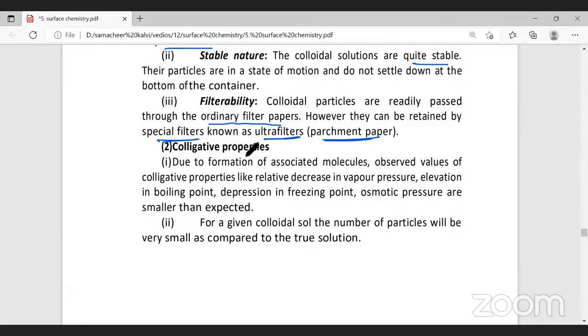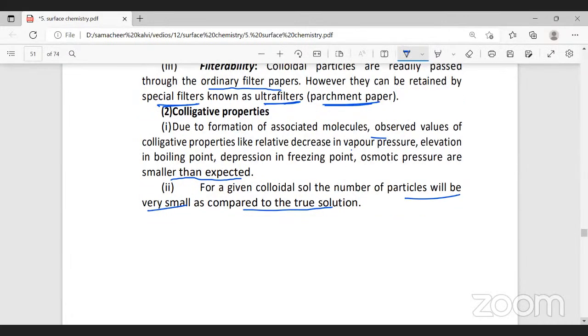The next property is colligative property. Due to the formation of associated molecules, these colloids get associated. So the observed values of colligative properties, like relative lowering of vapor pressure, elevation in boiling point, depression in freezing point, and osmotic pressure, are smaller than expected. So the molecular mass determined experimentally will be smaller than the theoretical molecular mass. That is what it means. For a given colloidal sol, the number of particles will be very small compared to the true solution. True solution is otherwise called crystalloid. We learned till here in the last class.